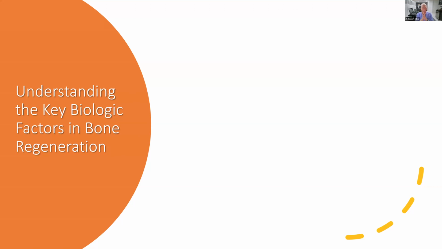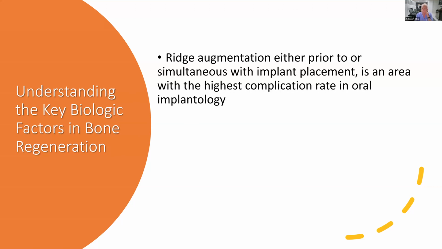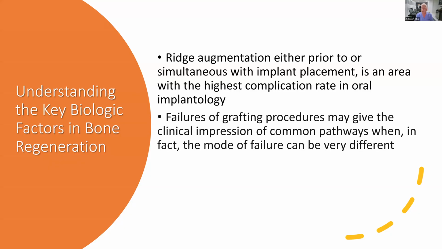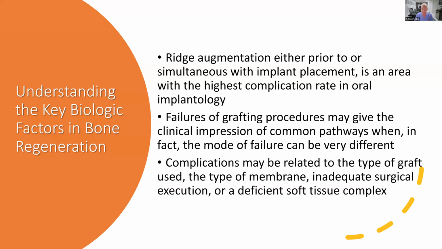So if we want to understand the key biologic factors in bone regeneration, ridge augmentation, either before or at the same time as implant placement, is something that has the highest complication rate in oral implantology. And while a failure is a failure, and all failures are ultimately failures of biology, you may look at this and say, well, it's the same thing. It just failed. Well, it's not, because it may give you the clinical impression of a common pathway, but in fact, they may be very different.